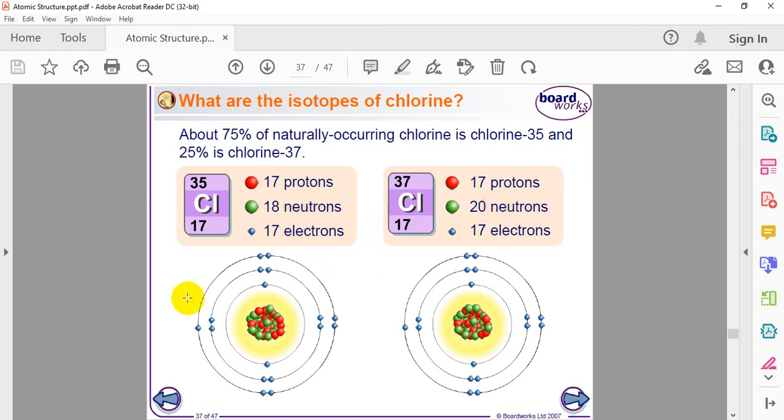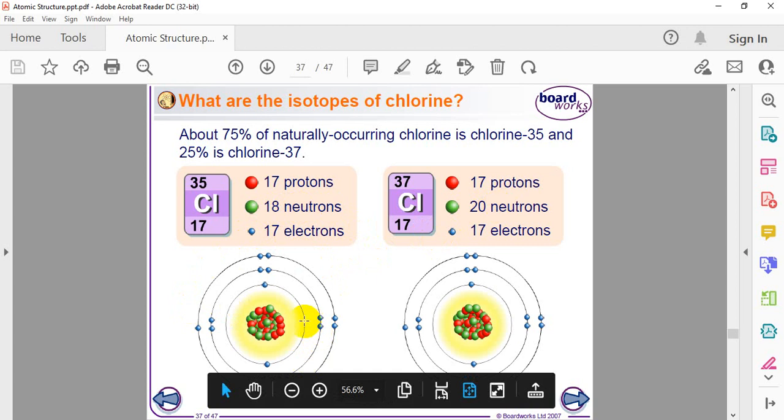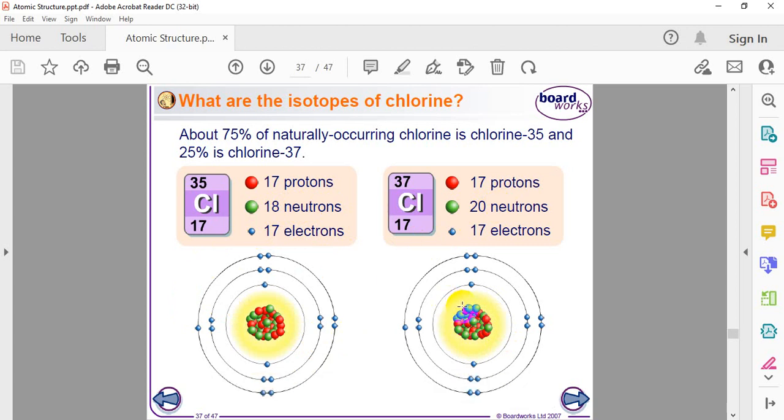So you can see that the electrons are the same, the protons, that's the red, are the same, but the neutrons, that's the green balls, are more. There are two additional green balls, making it chlorine 37.